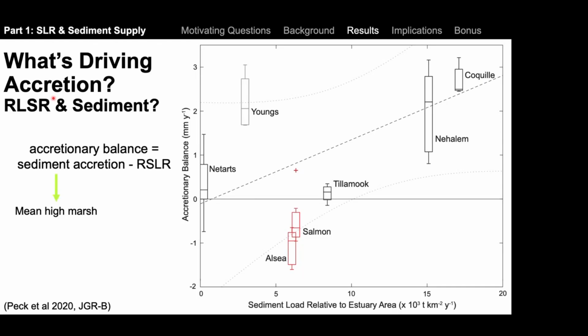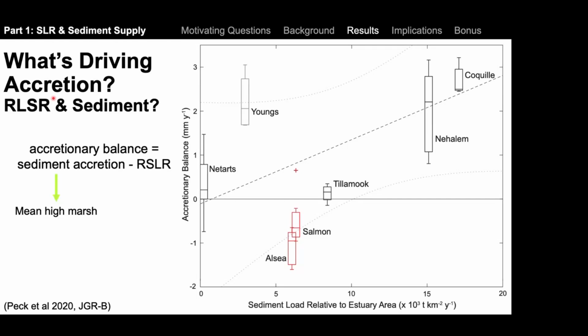So what I have plotted here on the y-axis is the accretionary balance, which is simply the sediment accretion rate minus relative sea level rise. So if our long-held conceptual understanding is correct that salt marshes should be accreting at a 1-to-1 pace with sea level rise, then all these accretionary balances should be 0. If the accretionary balance is negative, then that indicates that the salt marsh is drowning because it's not accreting at a pace equal to sea level rise. If the accretionary balance is positive, then that means the salt marsh is accreting much faster.